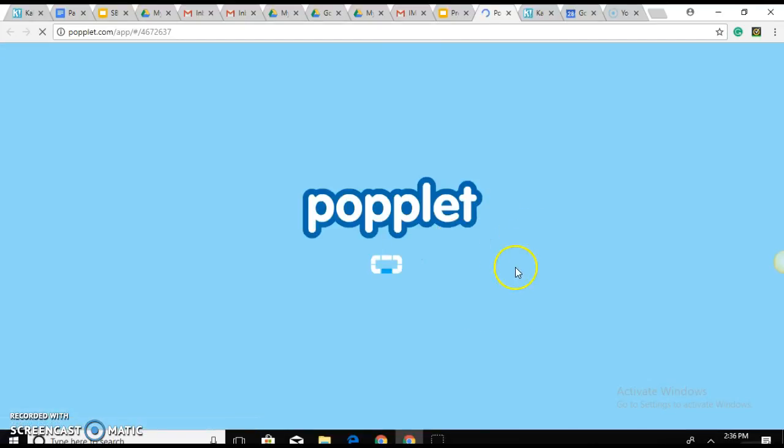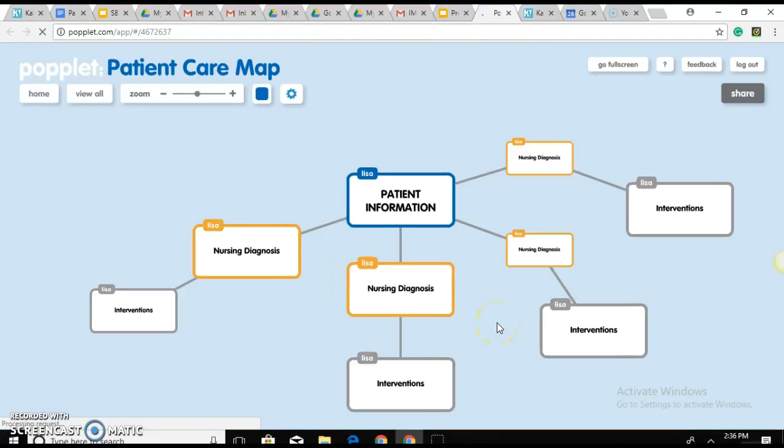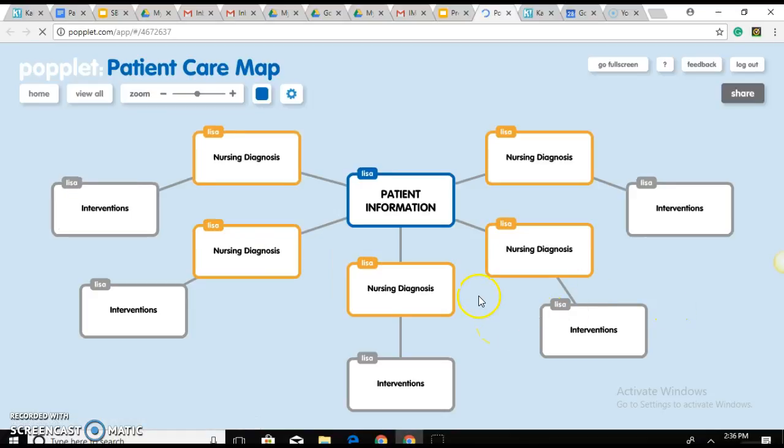So I created a Popplet to show them an example of concept mapping. And it helped them really identify certain nursing diagnoses that they might want to look for. So we took the patient information and we plugged it in. We all came together and we talked about what patient information we had available.